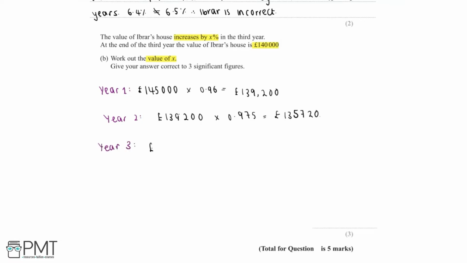Now let's move on to year 3. So we have a starting value of £135,720. Now this increases by X%. Now since we have an increase, we'll multiply by 1 point something. And that something is equal to X as a multiplier. Now since X is a percentage, X as a multiplier is the same as X divided by 100. And so we'll be multiplying by 1 plus X over 100 as our multiplier. And we get a final value of £140,000.